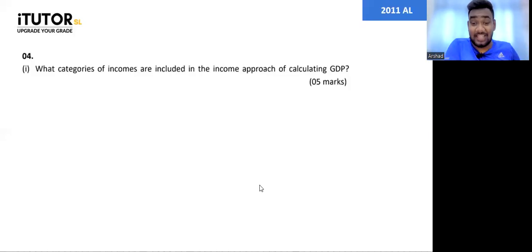Okay. So we'll start with the 2011 A-levels question number 4. This is the question that comes from unit number 5. Now, some of these questions, guys, in your A-level answer scheme, the answers might be outdated because, like I said earlier, the way you calculate national income accounting changed by around 2015, 2016. During that period, it changed.